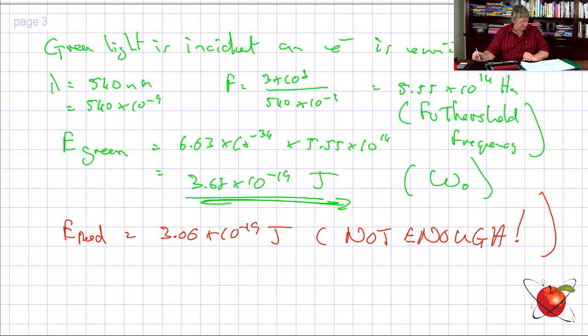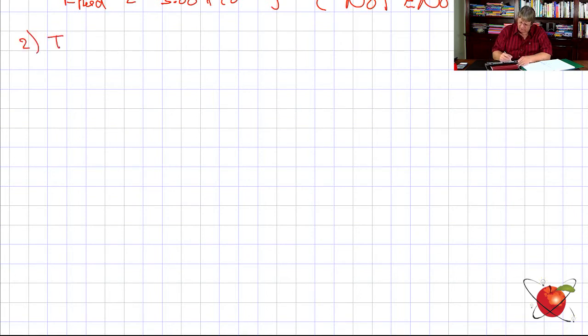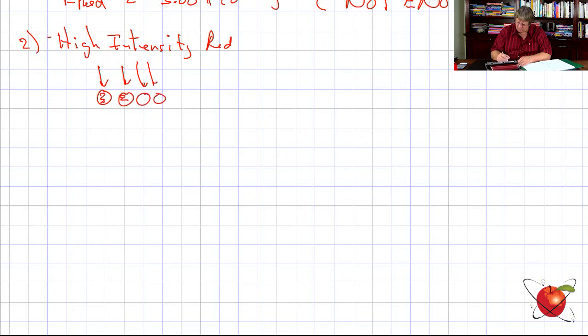Okay. The next question is, a higher intensity of red light is now shone onto the surface. Explain. What are they saying? They are saying that a high intensity red light is now shone. What does that mean? Which means it's got lots and lots of photons coming in. All that does is, one photon goes to one electron. What does it mean? In this case, we've got 4 electrons affected. Okay.